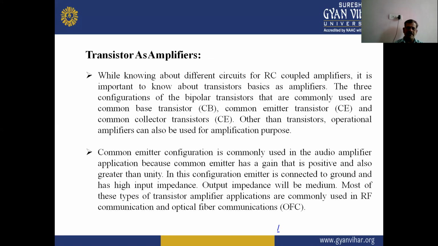Next is the transistor as an amplifier, or when a transistor behaves as an amplifier. While knowing about different circuits for RC coupled amplifiers, it is important to know about transistor basics as amplifiers. The three configurations of bipolar junction transistor that are commonly used: the first one is the common base configuration, the second one is the common emitter CE configuration, and the third one is the common collector CC configuration. Operational amplifiers can also be used for amplification purposes.